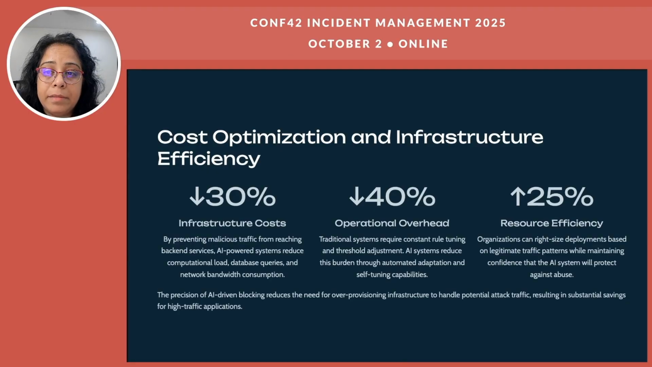By stopping them at the door, companies see 30% lower infrastructure costs because they are not serving junk traffic anymore. IT teams get 40% of their time back because they don't have to look at things that are not even getting into the system, plus 25% improvement in resource efficiency by right sizing based on legitimate traffic patterns. This precision of AI driven blocking reduces the need of over provisioning infrastructure to handle potential attack traffic, resulting in substantial savings for high traffic applications.